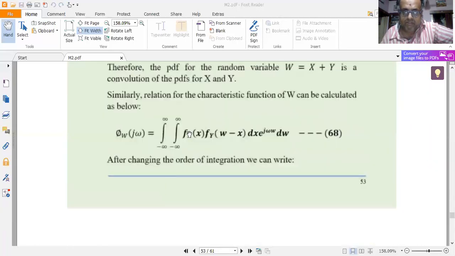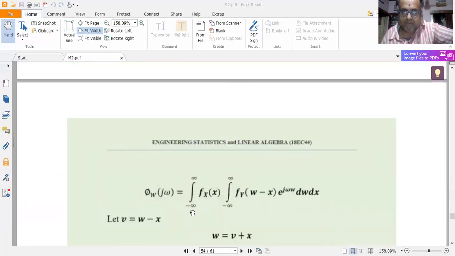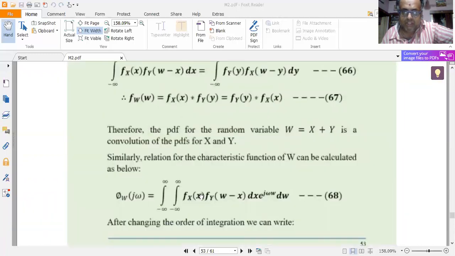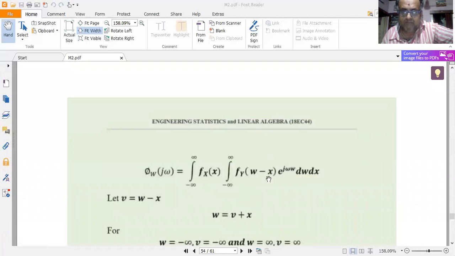So when I am pulling the inner integral with respect to x outside, I shall also pull fx of x outside. So that's what I have done here. Integral minus infinity to plus infinity fx of x. Now the outer integral with respect to w, I shall push it inside. So when I am pushing it inside, I shall also put some variables inside along with the integral sign. So the inner integral in the next step would consist of fy of w minus x into e to the power of j omega w dw. That's what I have here.